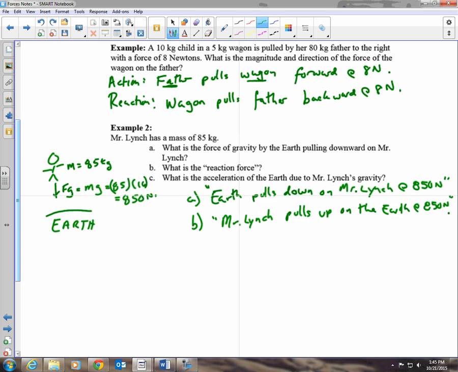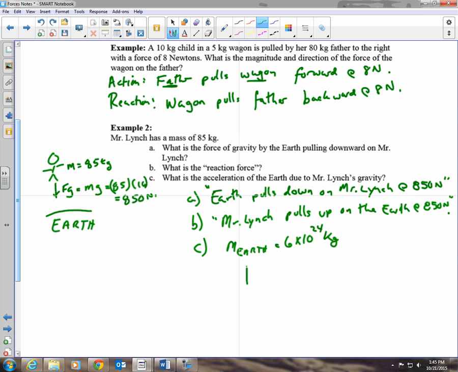But which force has a bigger effect? The force on me has a bigger effect. I have a much bigger acceleration than the Earth does. We know my acceleration is going to be 9.8 downward. What's going to be the acceleration of the Earth? In order to do that, we have to know the mass of the Earth. The mass of the Earth is 6 times 10 to the 24th kilograms.